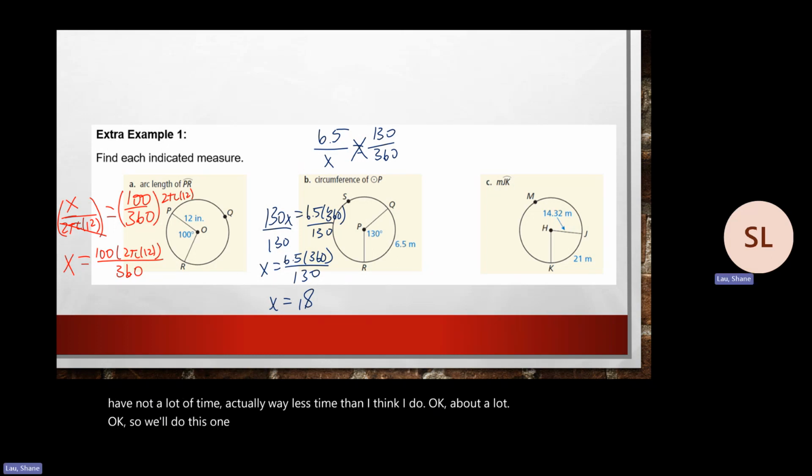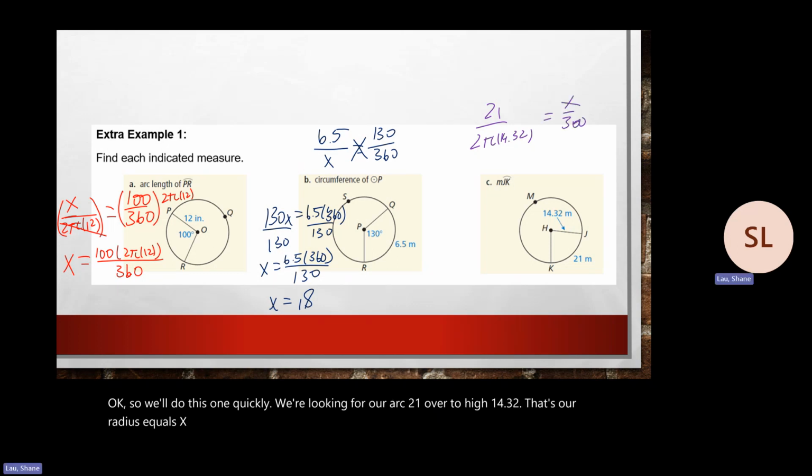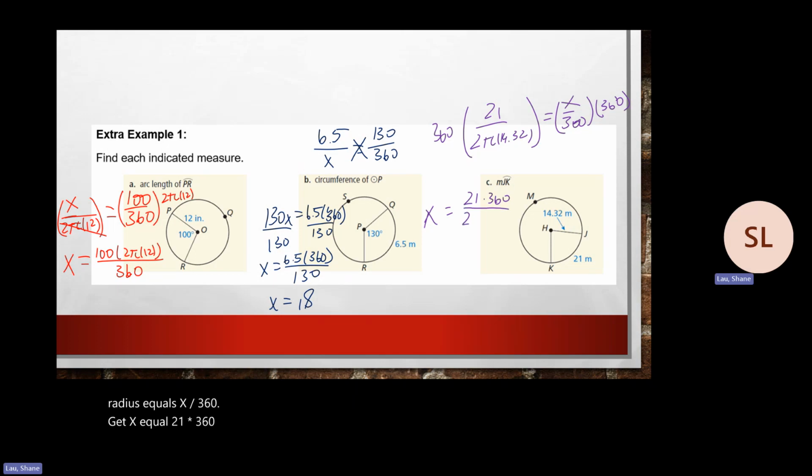We'll do this one quickly. We're looking for our arc: 21 over 2 pi times 14.32, that's our radius, equals x over 360. Multiply 360 on both sides. We get x equals 21 times 360 over 2 pi times 14.32. Board is being really slow today. X equals 84.023.